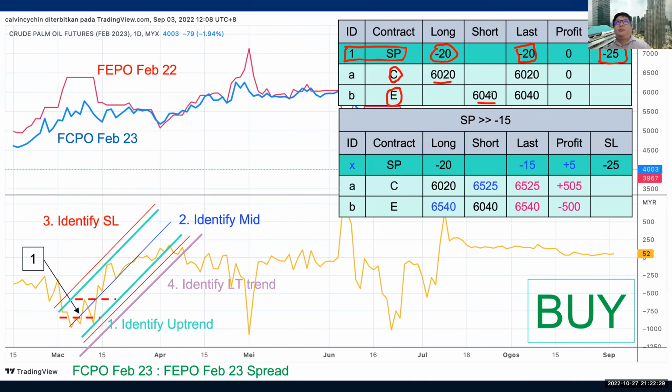So price moves up to minus 15. My spread earns 5 points. My spread right now is minus 15. I earn 5 points, and it doesn't hit my stop loss. So I close it and earn 5 points. So this is how you trade an uptrend.